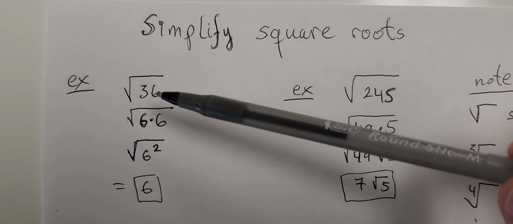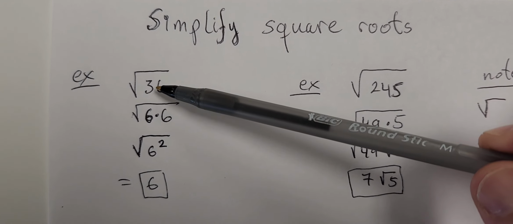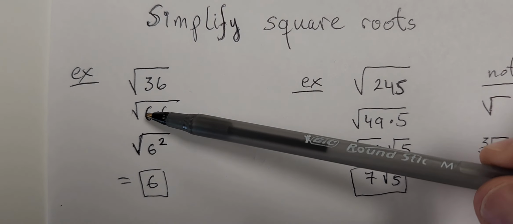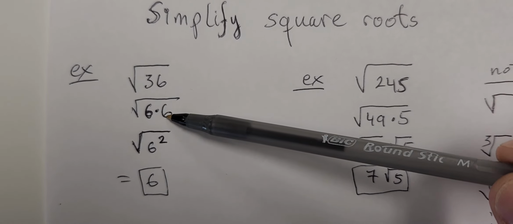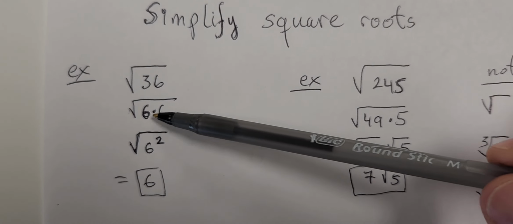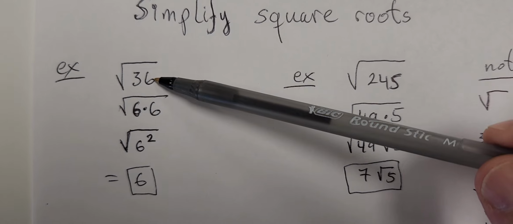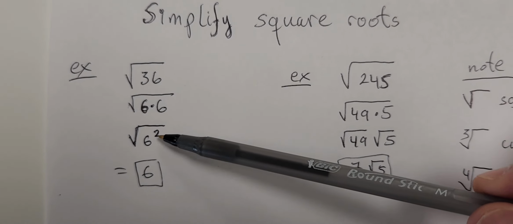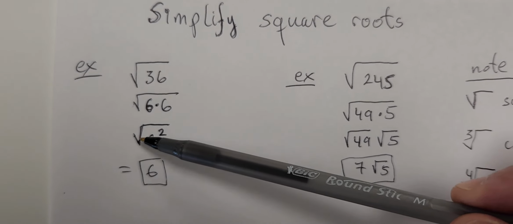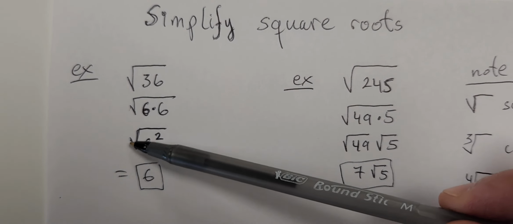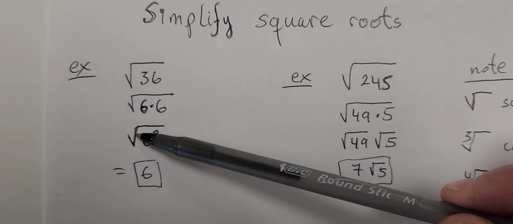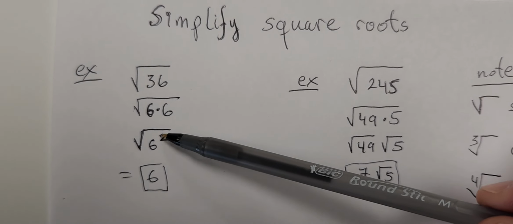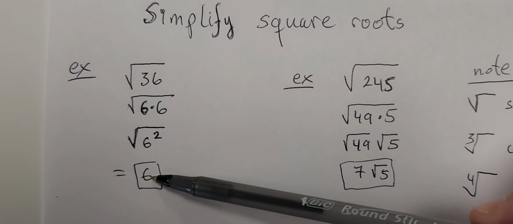One more time. What two numbers multiply to give me 36, but they must be the same number? So the only answer is 6 times 6 gives me 36. And then 6 times 6 is rewritten as 6 squared. This symbol right here, the radical, is square root, with a square. They cancel out. All I have left is just 6.